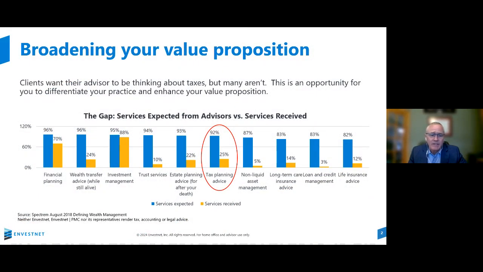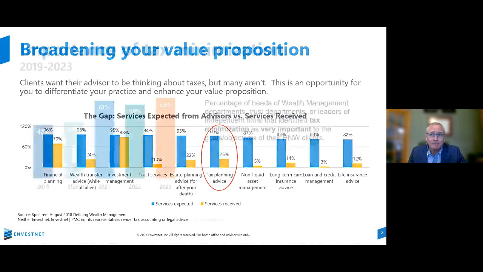This is a study from a few years ago, but it's still very relevant today, that says that 92% of high net worth clients expect to get some type of tax planning advice. Yet only 25% of those clients believe they're actually receiving it from their advisor. So this means there's a disconnect between what the clients expect and what the advisors are delivering, but it also is a tremendous opportunity for advisors to broaden their value proposition to include some type of tax management.